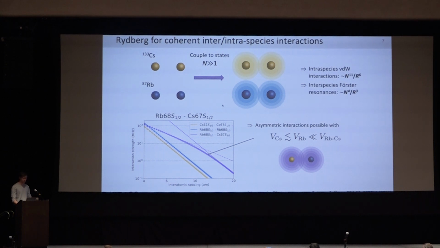So we can turn on this Forster resonance, and now we get an interspecies interaction that scales as n to the 4 over r cubed. And this really gives us a new tool because we can actually engineer different asymmetries of interactions in this system, such that now, for example, we can have cesium-cesium and rubidium-rubidium comparable, and more than an order of magnitude asymmetry to our rubidium-cesium. And so this is something we're really excited about, especially for quantum simulation, realizing what scenarios we can access.